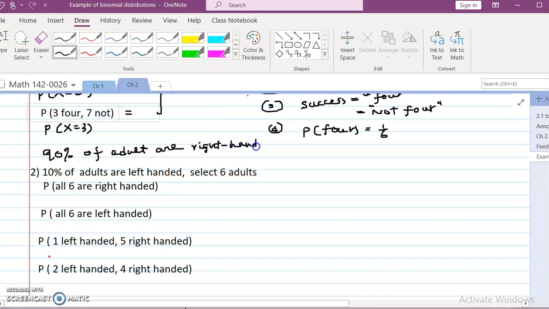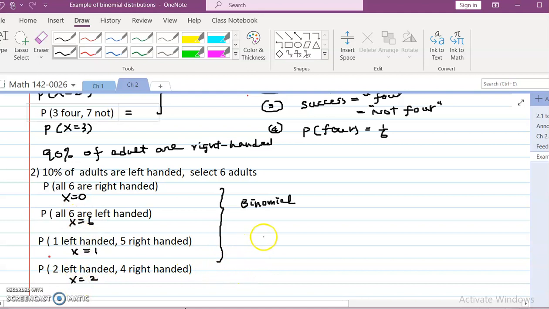So if I select 6 adults as a sample, and I assume that they're independent, right? Because 6 adults out of the whole adult population is less than 5%, so they are independent. I can calculate all these by binomial. Why? Because I am counting how many are left-handed. They are either all right-handed, 0 are left-handed, right? I can count left-handed. 6 are left-handed, x equal to 6. 1 is left-handed, x equal to 1. And x is equal to 2. So x is a discrete random variable.